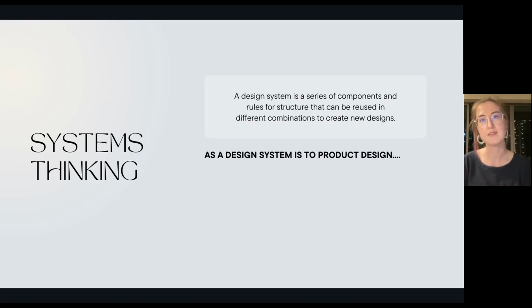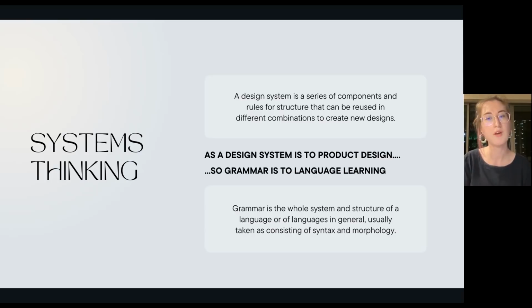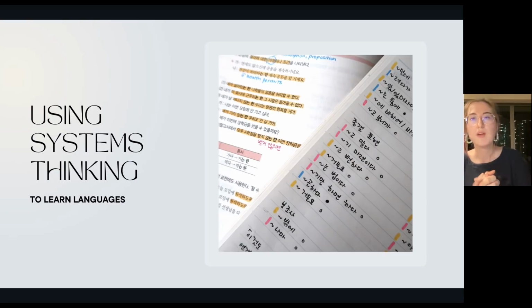As a design system is to product design, maybe we can think of grammar is to language learning, right? Grammar is also a system. It's a structure of languages in general, and it takes into consideration sentence structure, syntax, morphology, nouns, verbs, you have it. So how do I use systems thinking to learn languages?